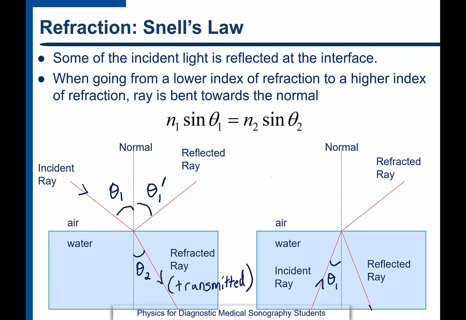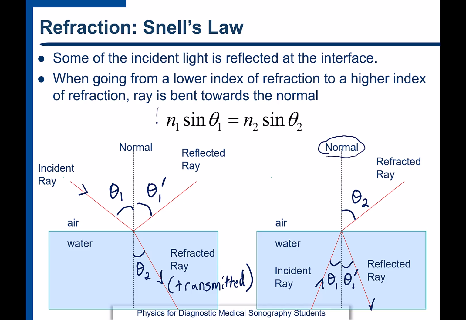Some of the light would be reflected at the surface. And so that's an important concept both for sound and light. Remember, whenever sound or light goes from one material to another, from one medium to another, some of the energy is always reflected and only some of the energy is transmitted or refracted into the second medium. And so this would be theta 2. Remember that we're always measuring our angles relative to the normal.